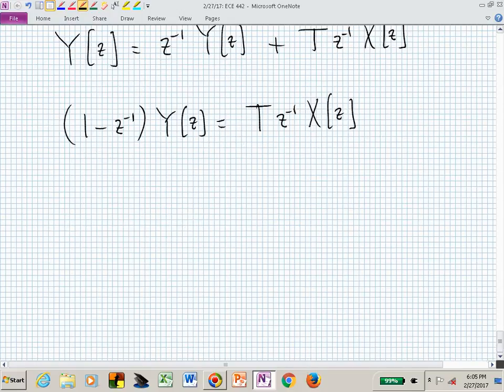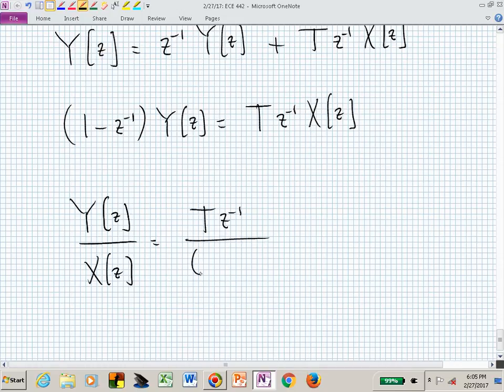To obtain the transfer function, we're just looking at Y of z over X of z. And that just involves algebra. Now we have T z to the minus 1 over 1 minus z to the minus 1. And that might be all you do in 429, is leave it in terms of z to the minus 1s. But here, what do we want? We want it in terms of z's. How do we do that?